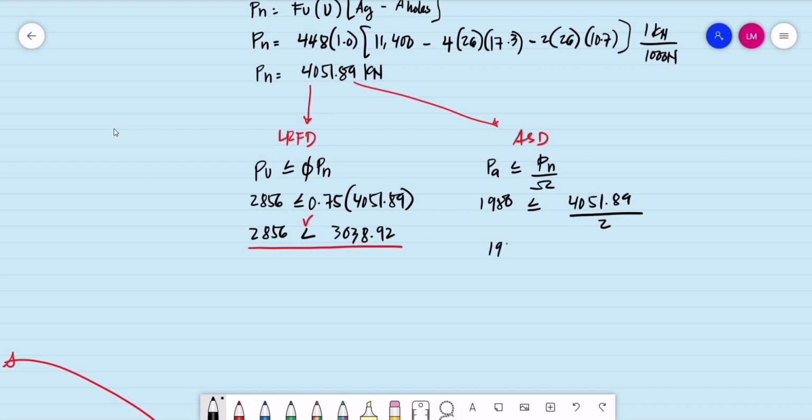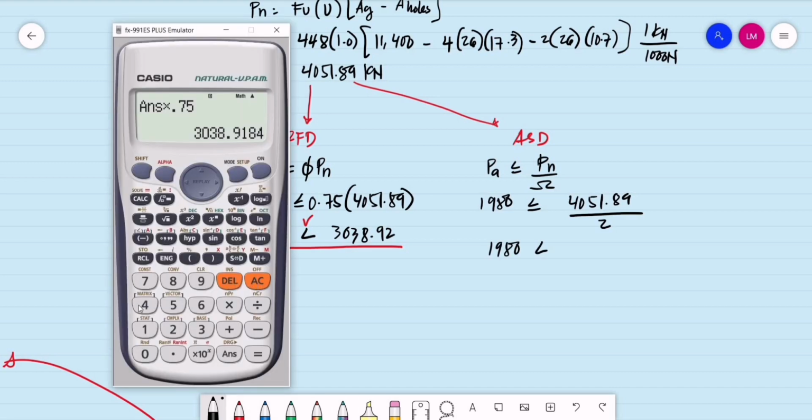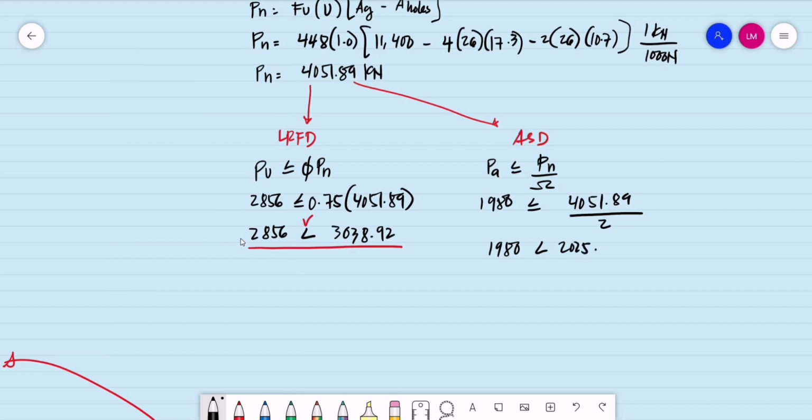So we have 1,980. I think this is less than 4,051.89 to be divided by 2, the factor of safety for TRS. That is 2025.945 kilonewtons. So the allowable is less than this P sub n over omega. So it is adequate and safe.